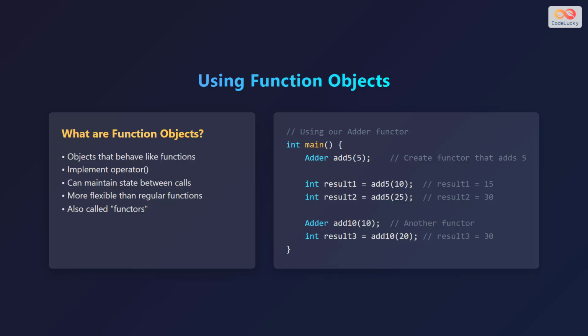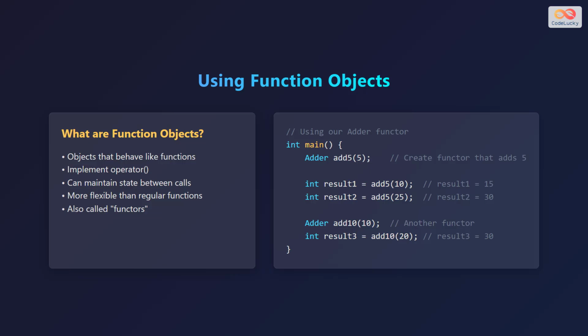Now let's see how we can use function objects in C++. Function objects are objects that behave like functions. They achieve this by implementing the operator parenthesis. One of their key features is that they can maintain a state between calls, making them more flexible than regular functions. They are also commonly referred to as functors.